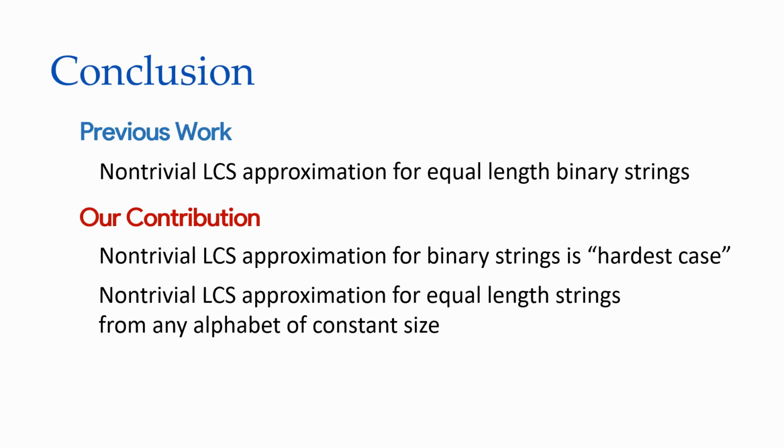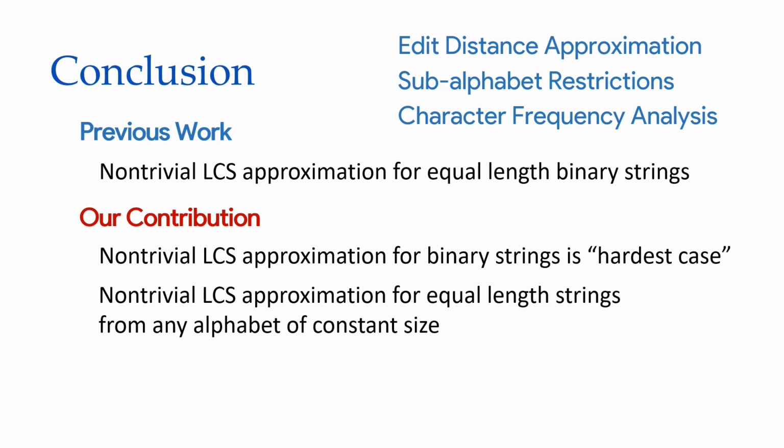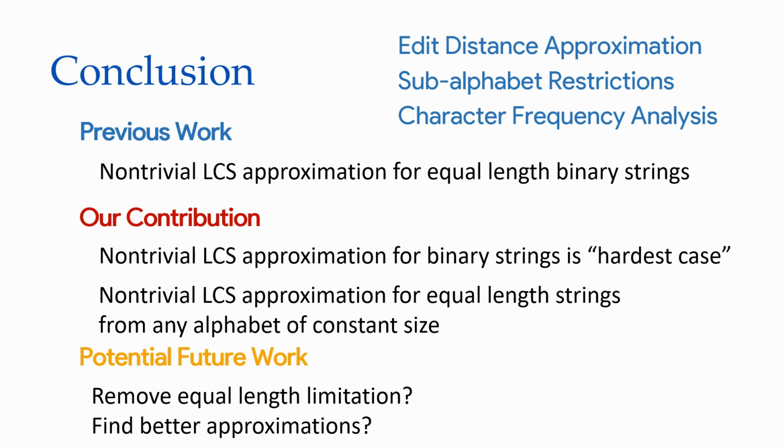The ideas used in our proof combined existing approximation algorithms for edit distance, some sub-alphabet restriction techniques, and some ideas exploiting character frequency balance and imbalance in strings. There still remain many interesting open problems in this area. The most immediate ones given our work here is, can you get rid of this equal length assumption? Because of our first theorem, to answer this question, it suffices to just answer it for the case of binary strings.